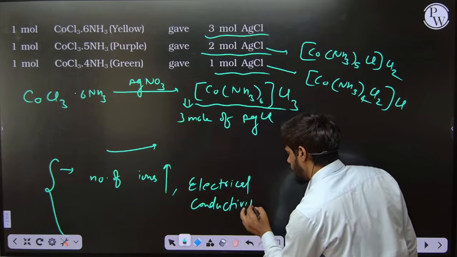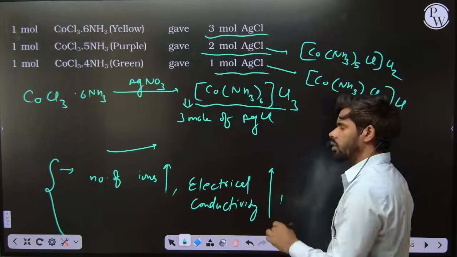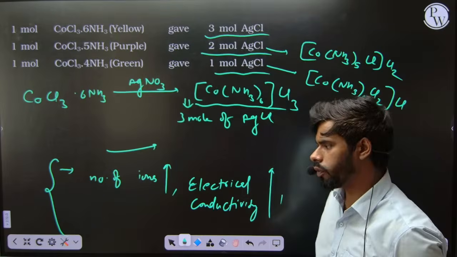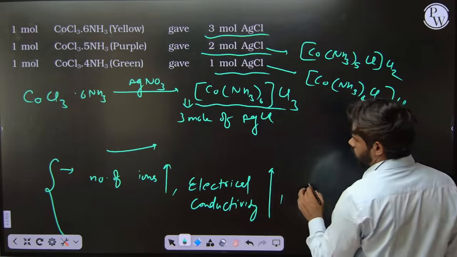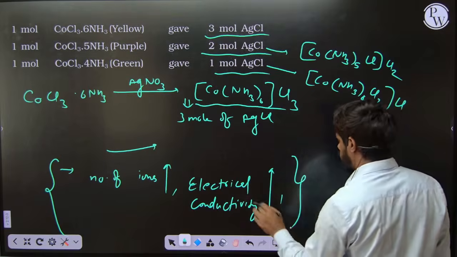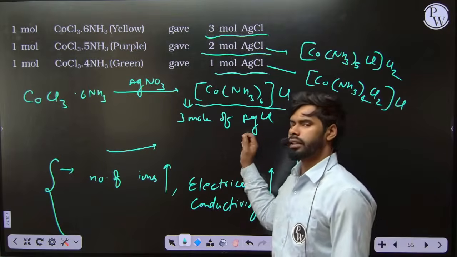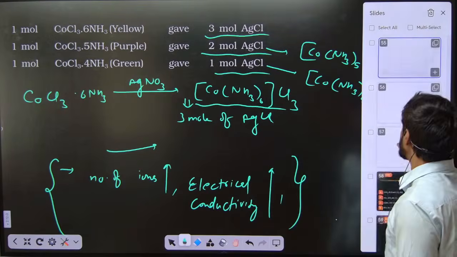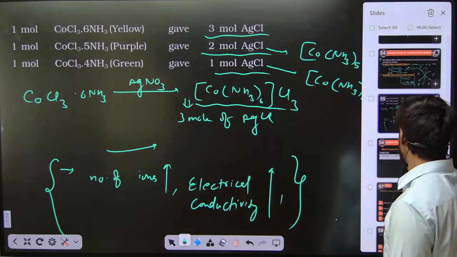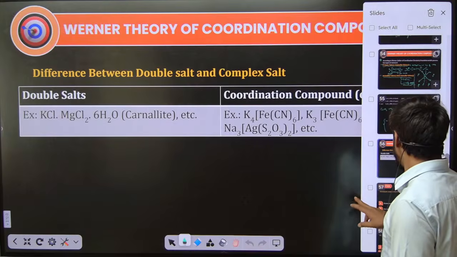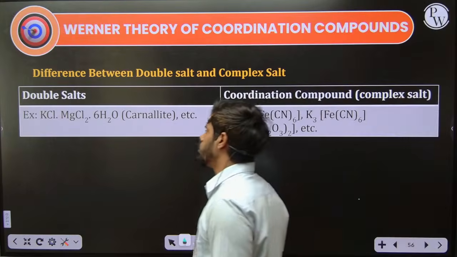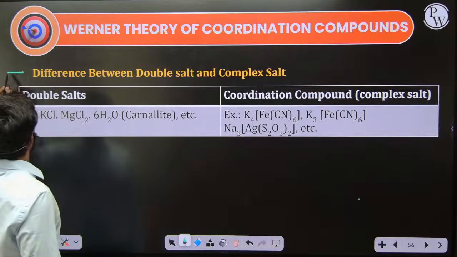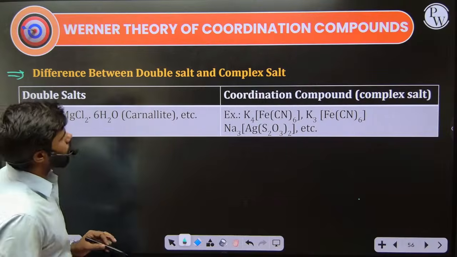Electrical conductivity will also increase. As we know, the more the number of ions, the more the electrical conductivity. So this is also the conclusion of our experiment, that we can find the structure of that complex if we do these reactions. Now let's see the coordination compound, which we know is a salt.